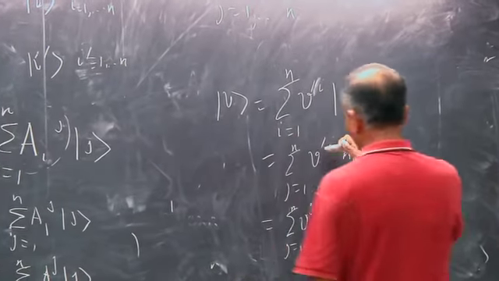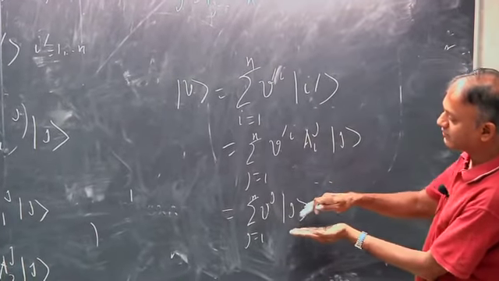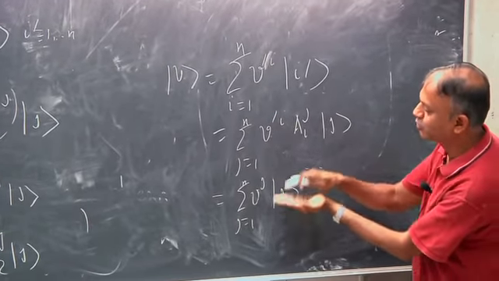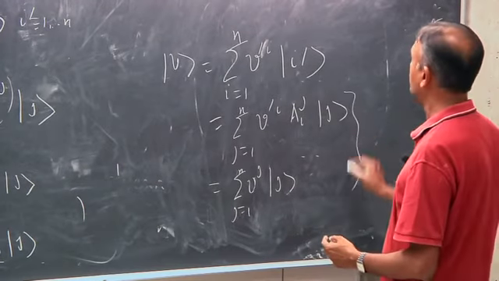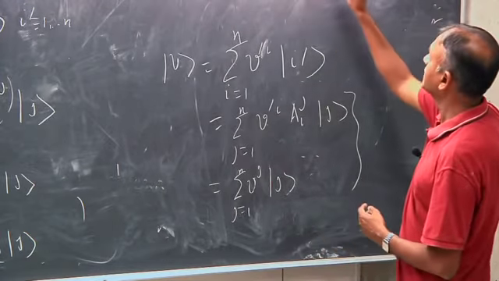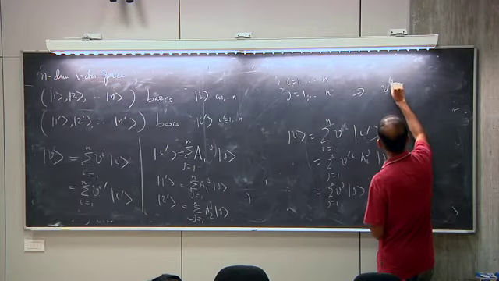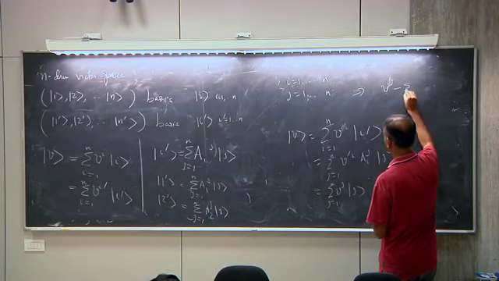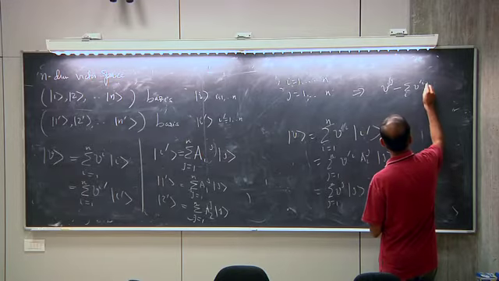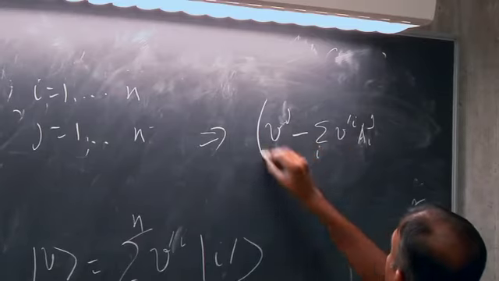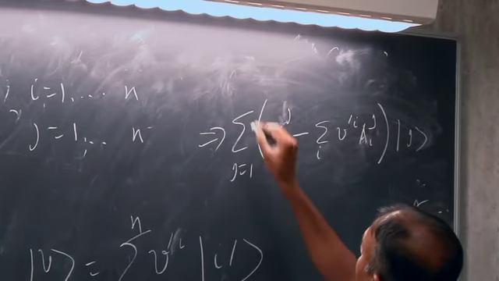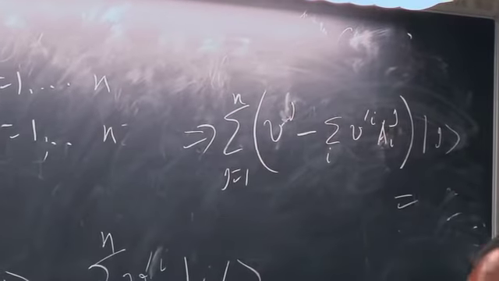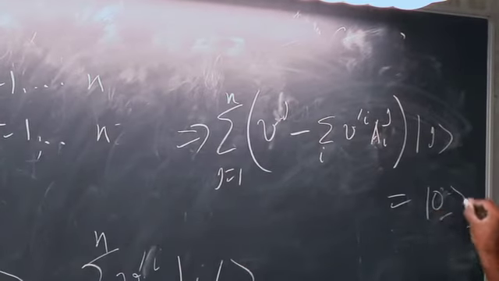Now you have an equation here. In fact, let me do the following. Let me take this and put it on the other side. So this equation implies that Vj minus the sum over I of V prime I Aij, this whole thing multiplying j, summed over j equal to 1 to n, is equal to 0, is equal to the null vector.